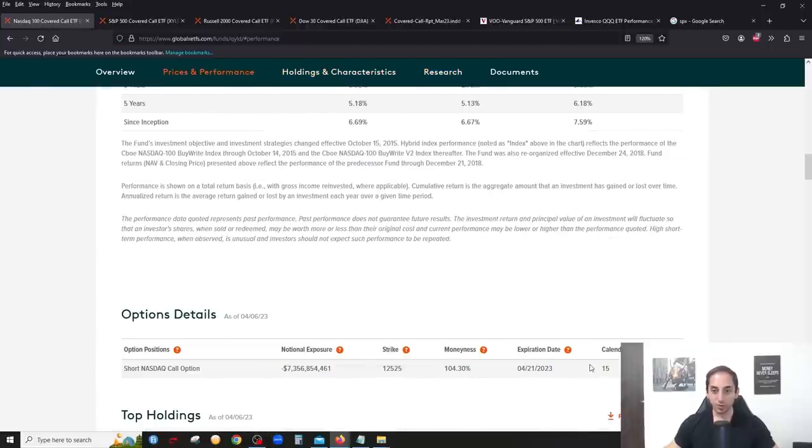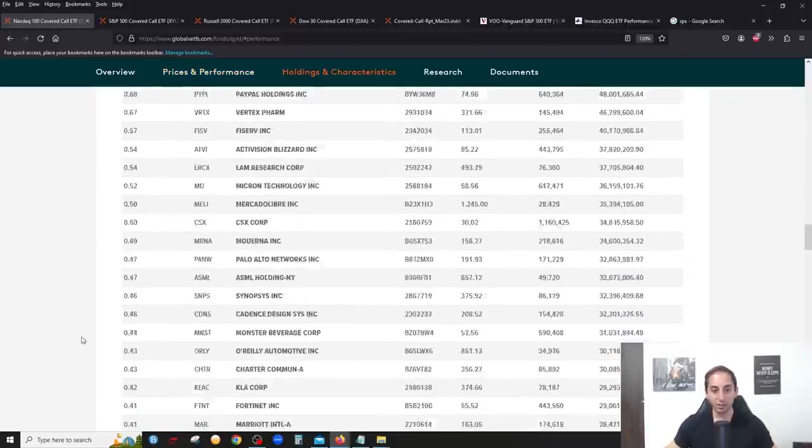So there's 15 days left. Let's say the NASDAQ takes a tumble in the last day and it goes under 12,525. The call will expire worthless, which is the best case scenario for holders of this fund. You want to get that big premium, but you don't want to give up any of that upside. And by the way, these options are all settled in cash, right? Because they're writing the call on the actual index itself, not on the stocks.